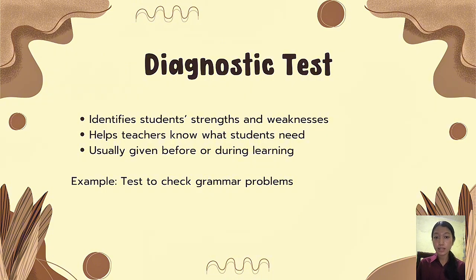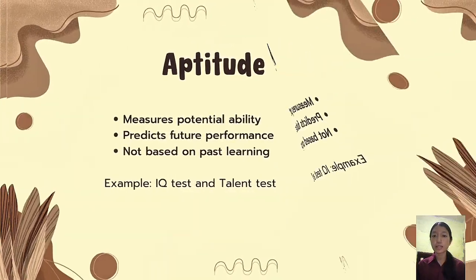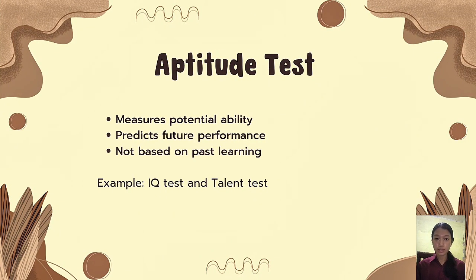And the last is aptitude test. Aptitude test is used to measure a person's potential ability and predict future performance. It is not based on what students have learned before, and examples include IQ test and talent test. So these tests show what someone might be able to do in the future.